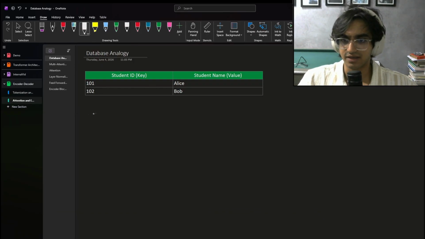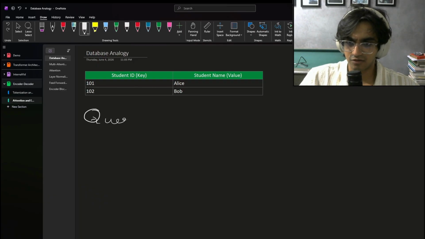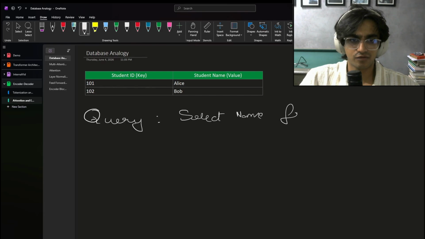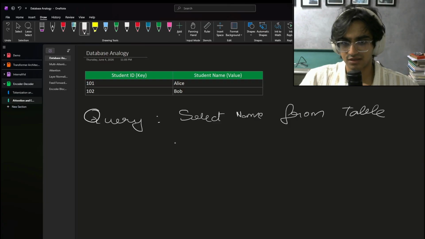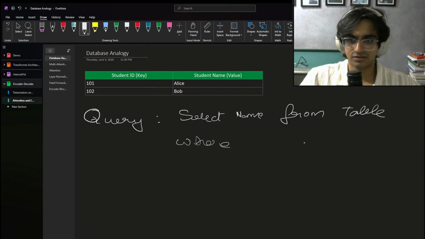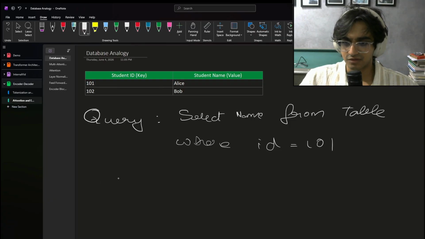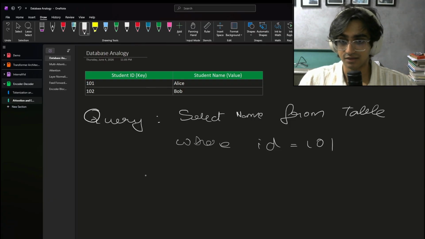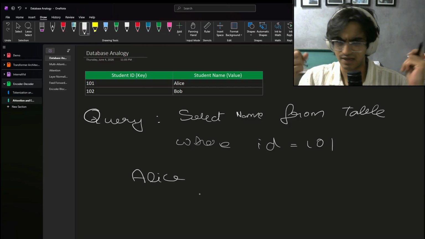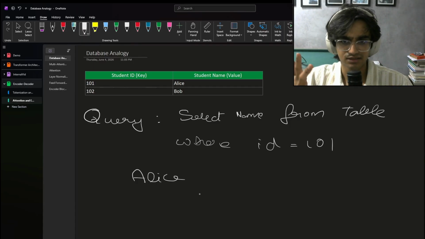Let's suppose you got a query. So your query, excuse my handwriting, your query is nothing but, let's just say, select name from your table, which is this in our case, where id is equal to 101. What do we expect? So we expect it to return Alice, right? So that's nice. We've gotten an exact key match and we've gotten Alice.